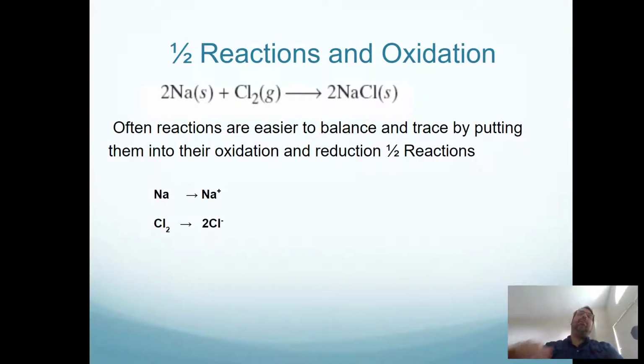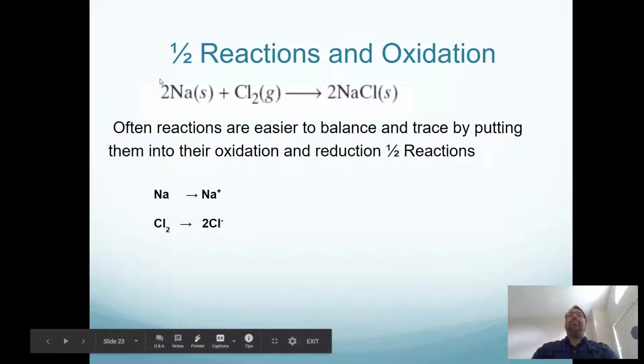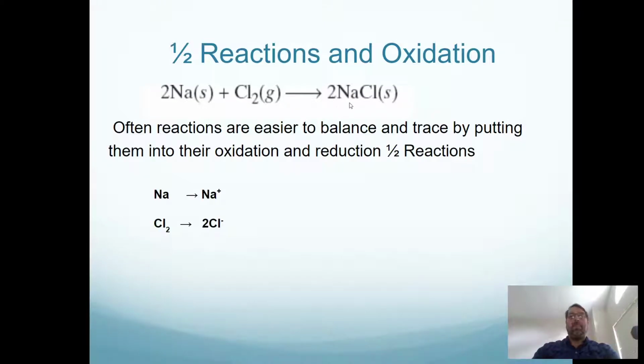So usually what we have to do here in this section is we have to go ahead and break down these compounds into half reactions. All right. So for instance, this is a really simple reaction. This is solid sodium reacting with chlorine gas, and it makes 2 sodium chlorides. And our reaction essentially is sodium metal turning into a sodium ion, and we have chlorine gas turning into a chlorine ion.